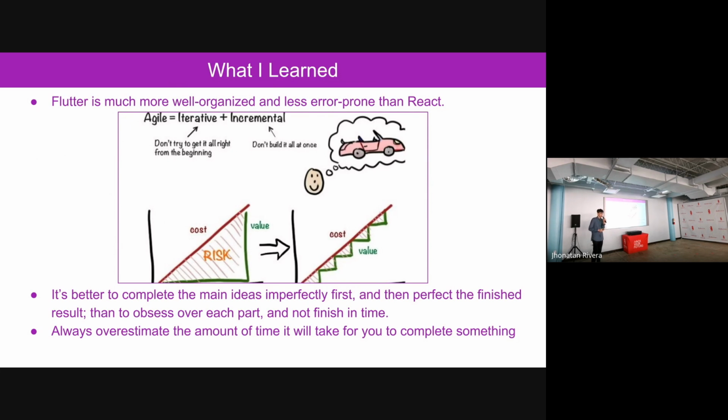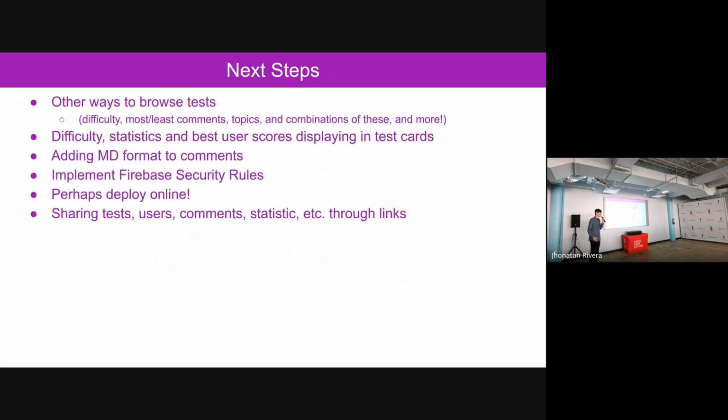And it's better to complete the main ideas first imperfectly, even rush through them, and then perfect them, than trying to do everything perfect at each step, which doesn't allow you to understand how long things can take, and you may never even finish. And you should always overestimate the amount of time it takes you to do everything, because when you plan things, typically you have the illusion that things will go perfectly, but that's not always the case. And you can see it by this image that I found on LinkedIn.